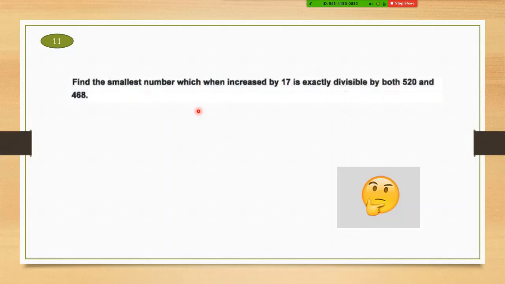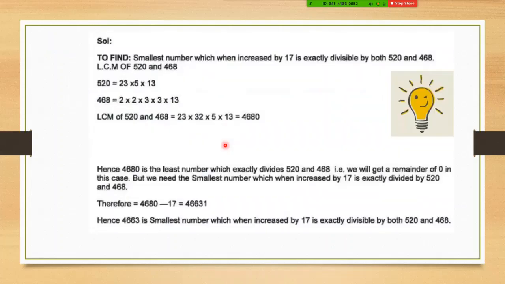Ma'am, again in this we have to subtract 17 from both the numbers? No, this is different. Check it out. It has to be increased by 17. Ma'am, we'll have to subtract 17 at the end. Find the LCM of both of them. Find the LCM of 520 and 468. That is 4680. And finally subtract 17 to get the answer as 46631.